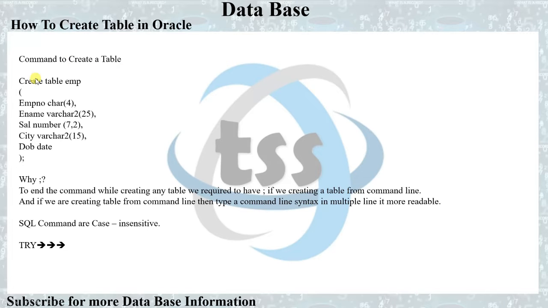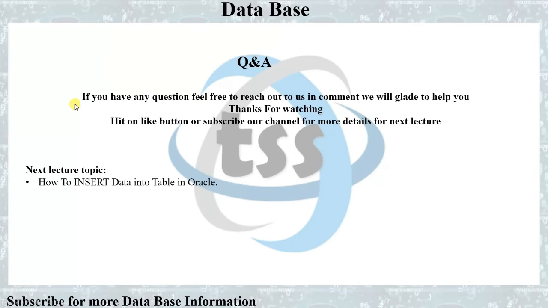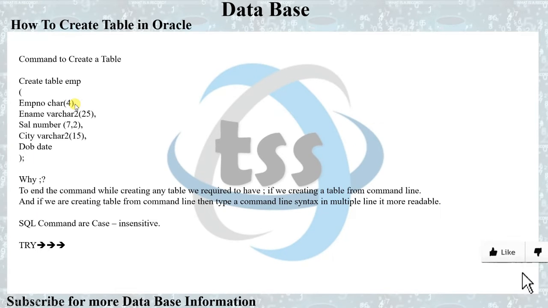The command to create a table in the Oracle database is create table, where we specify the name of the table and the column names like employee number, employee name, salary, city and date of birth. We specify the data type along with each column, based on what kind of value that column may contain. And we can see a semicolon appended after the round bracket.